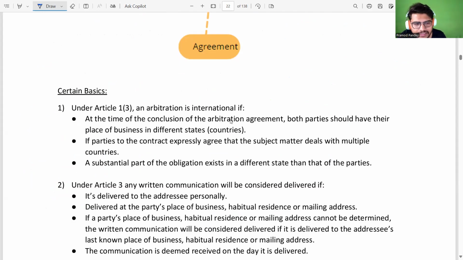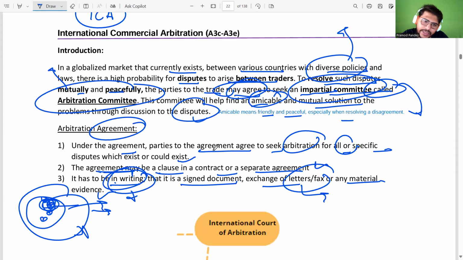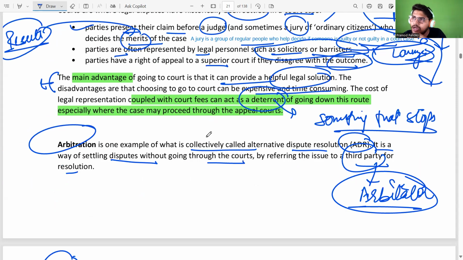There are certain basics you will learn about arbitration. There's one more thing I want to say. As you can see from here above, you had some of the bodies. There were close to 8 bodies that you were supposed to learn. Apart from those 8 bodies, the next topic you're learning about is arbitration. So half the chapter was about the bodies, right? And half the chapter about arbitration.